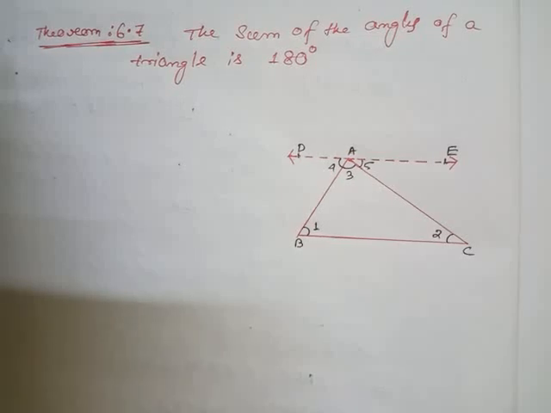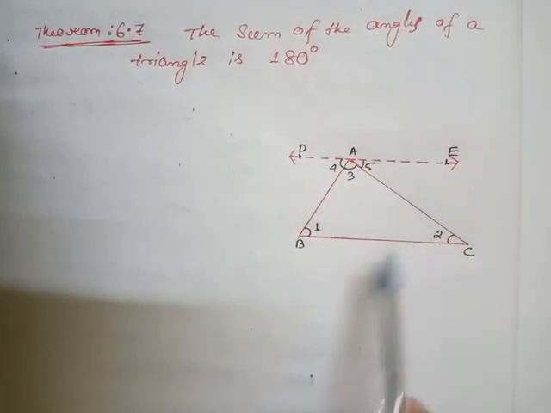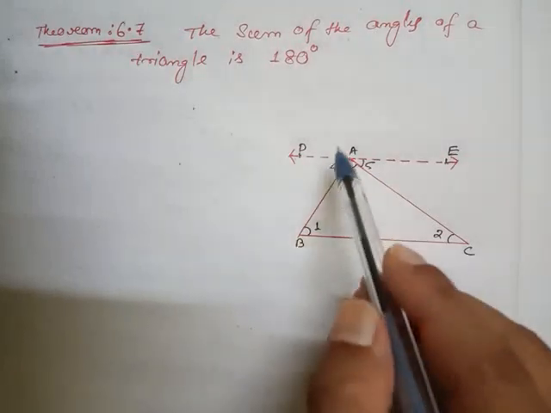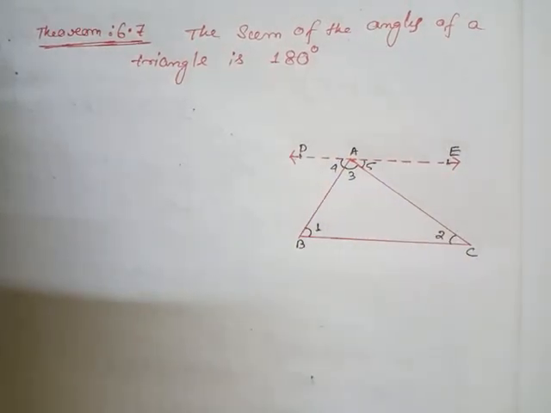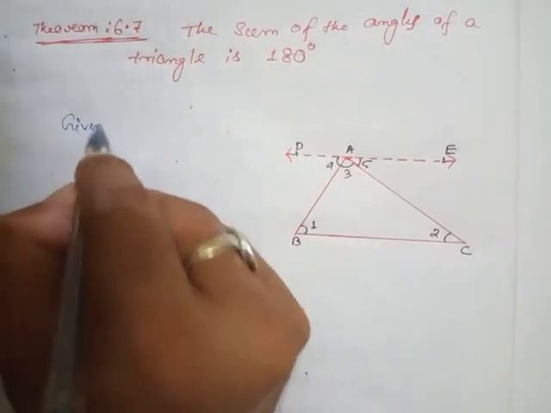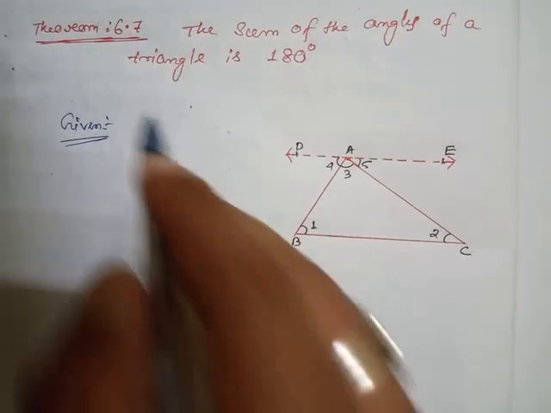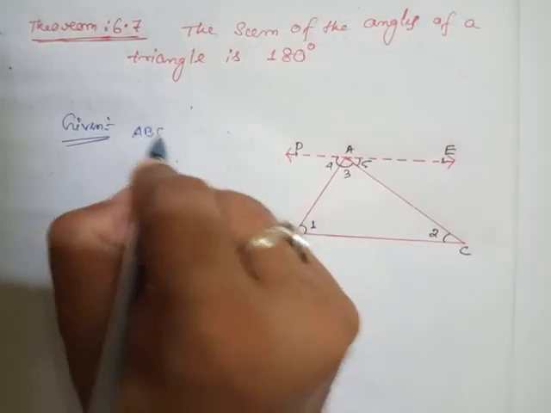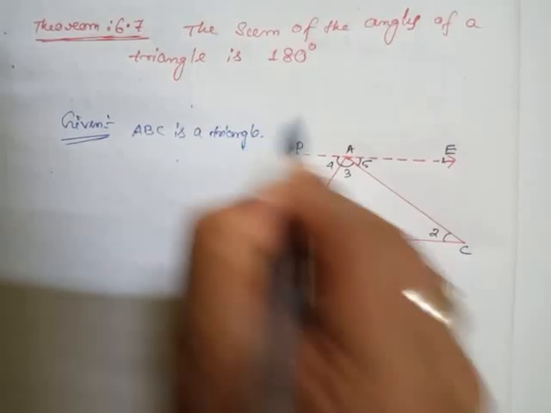Students, as you can see in the video, there is a diagram of theorem 6.7 with triangle ABC, and we have drawn one line which is parallel to BC. The name of the line is DE. So the given part will be like this. Given: ABC is a triangle. This is the given part.